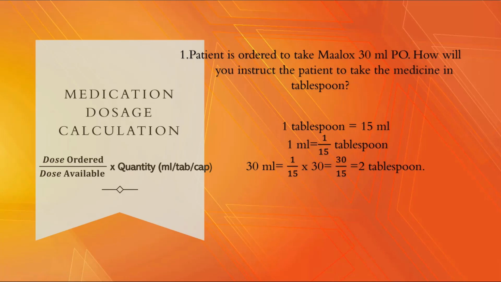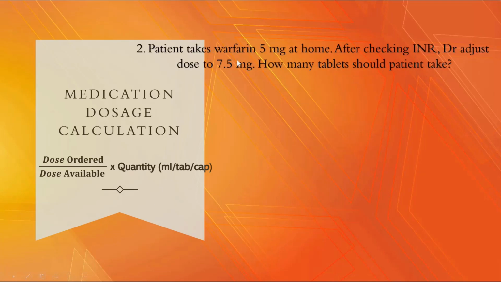Now let's see the second question. A patient takes warfarin 5 milligram at home. After checking INR, the doctor adjusts the dose to 7.5 milligram. How many tablets should the patient take? So the doctor ordered 7.5 milligram, so the dose ordered is 7.5 milligram. Dose available is 5 milligram per tablet.